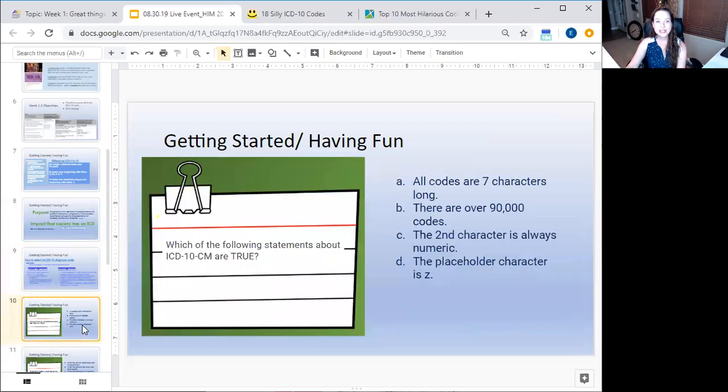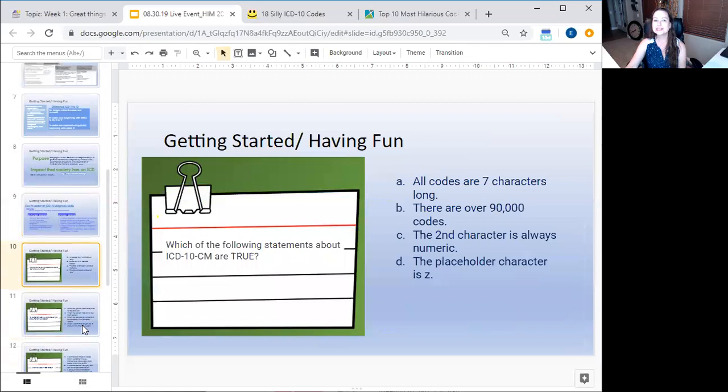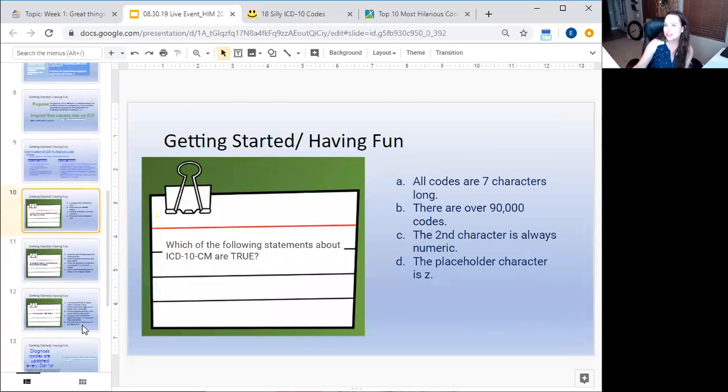Okay, looking at some questions that have to do with ICD-10, maybe some of this information we just thought about. Which of the following statements about ICD-10-CM are true? What do you think? Is it A, all codes are 7 characters long? B, there are 90,000 codes? C, the second character is always numeric? Or D, the placeholder character is Z? What do you think is true? How far have you made it in your reading? And how much did you pick up when we were talking about the different types of codes?